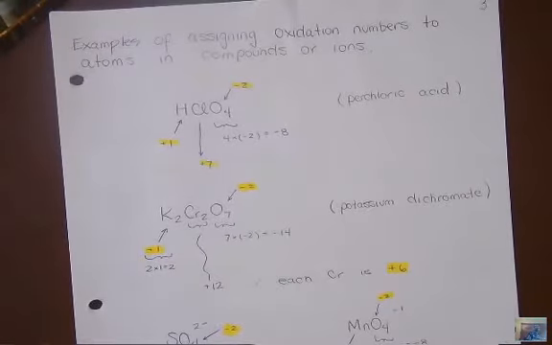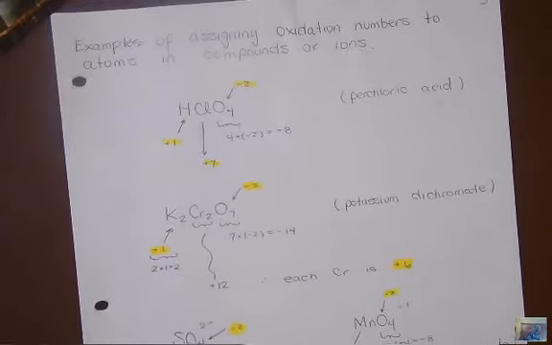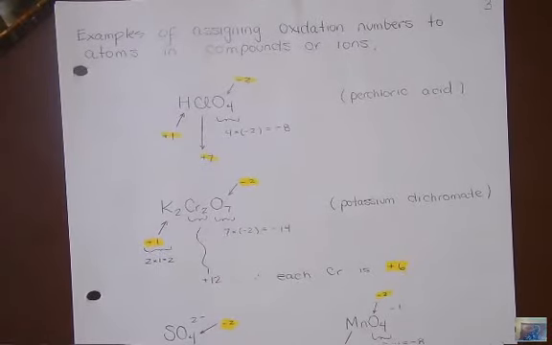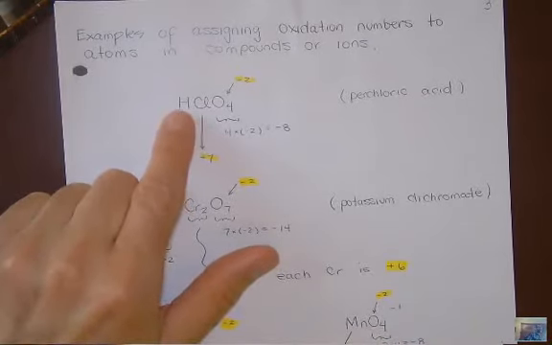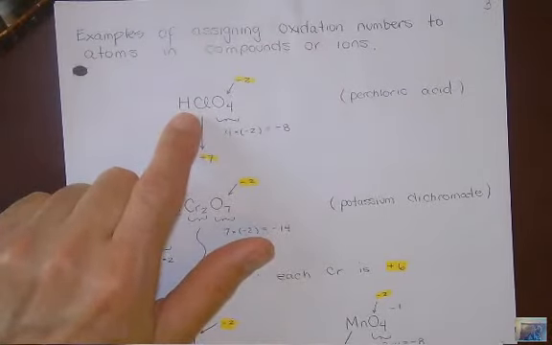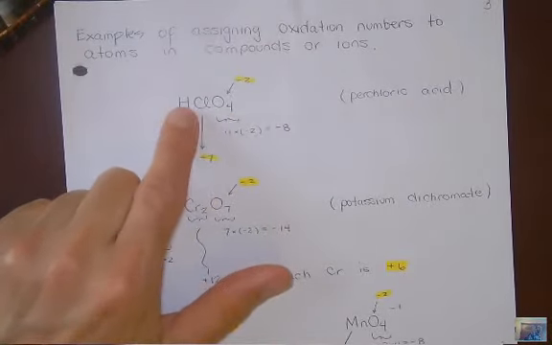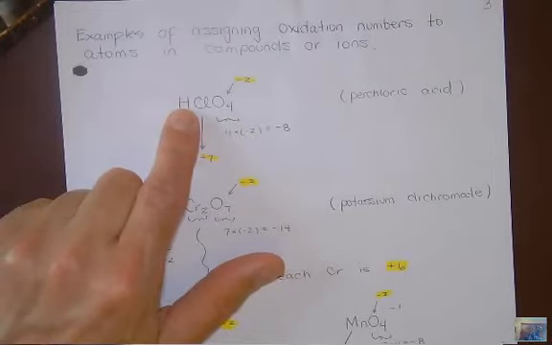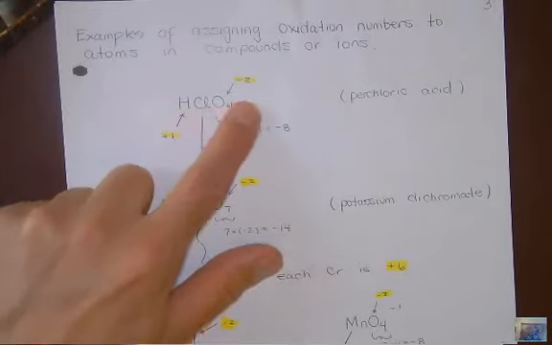Okay, here's some examples of assigning oxidation numbers to atoms in compounds or ions. The first one is perchloric acid. The H is written out front, so it's in the metal position. This is not a hydride. The only time H would be on the other side or would be negative is if it was with a metal, and there's no metals in here.